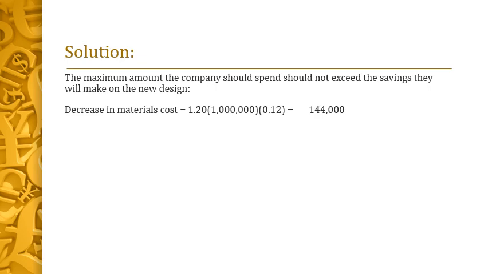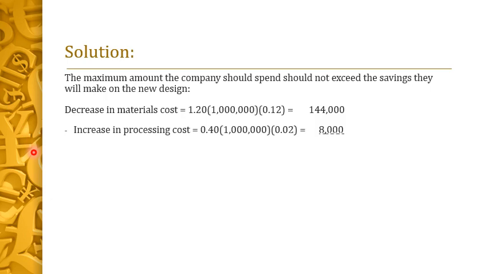First, let's compute the decrease in material cost, which is equal to the material cost per unit times the total units times the percent of decrease. So the material cost per unit is 1.20. The total units is 1 million and the percent of decrease is 12% or 0.12. Getting the product of this is 144,000.